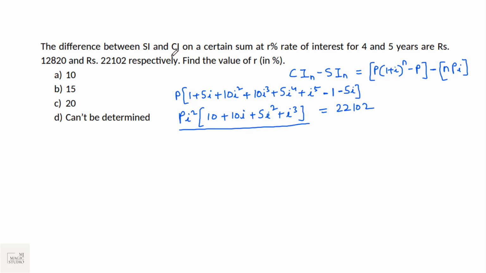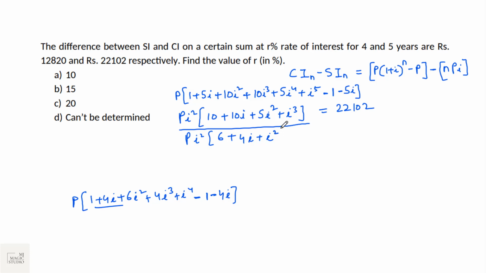And let me divide this by the difference between SI and CI for 4 years. 4 years, let me calculate here, would be 1 plus I to the power 4. That would be 1 plus 4I plus 6I square plus 4I cube plus I to the power 4 minus 1 minus 4I. First two terms gone. It would be P I square into 6 plus 4I plus I square. This is by 12820. So P I square cancel.